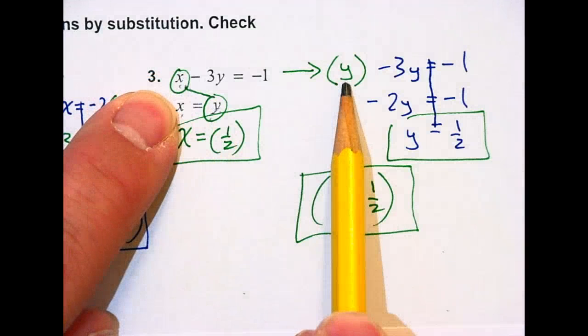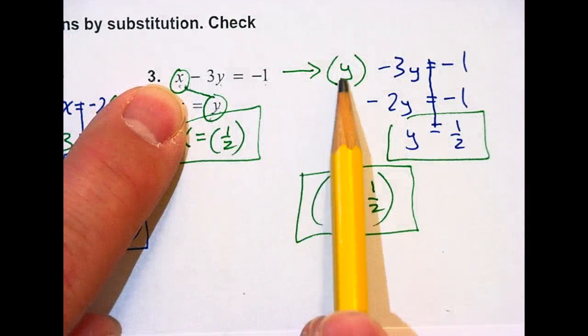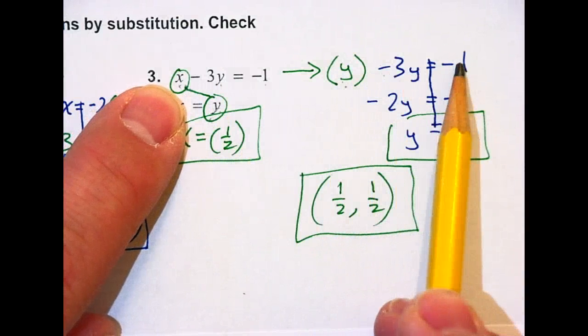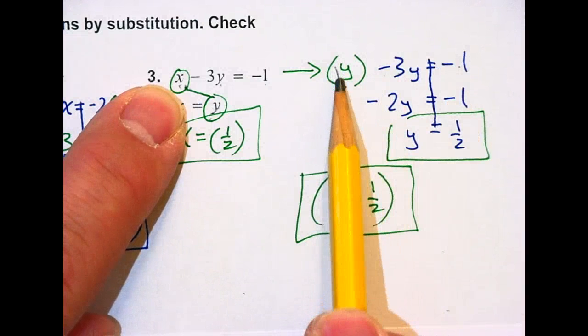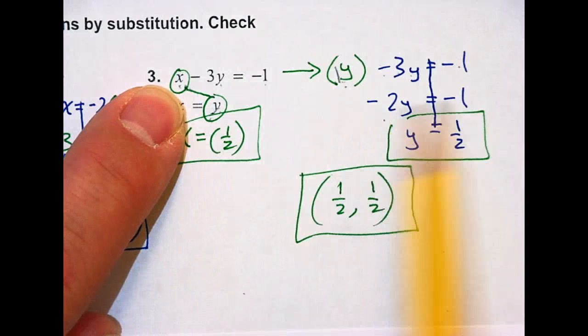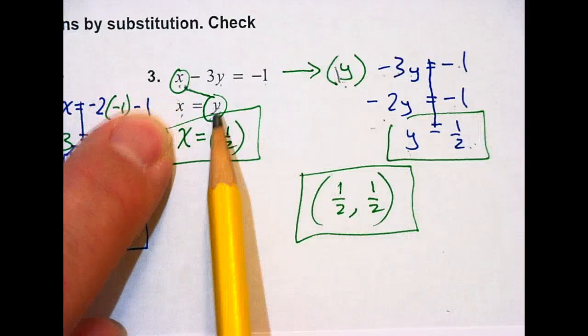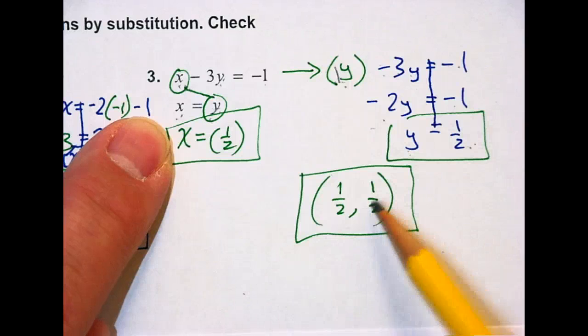Okay, so now rather than having x minus 3y equals negative 1, I have y minus 3y equals negative 1. Combine like terms. This is 1y minus 3y, which is negative 2y. Divide both sides by negative 2, we get 1/2. Or if you wanted to, you could have put the x in for that y, but you would have ended up with the same thing. You would have got 1/2 as well.